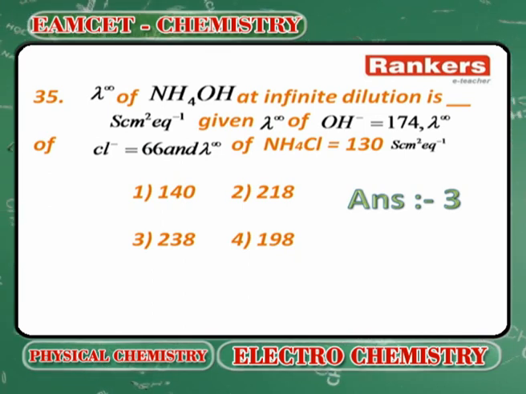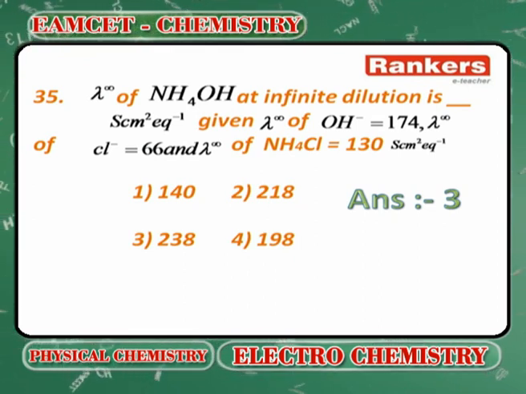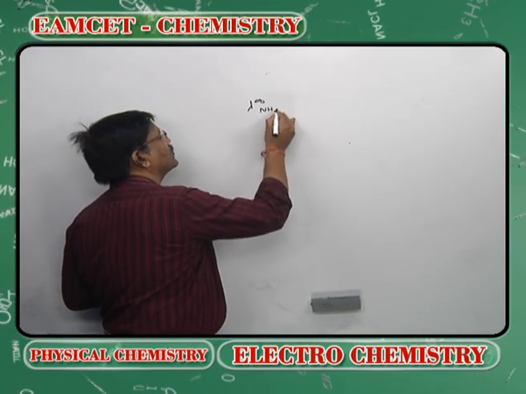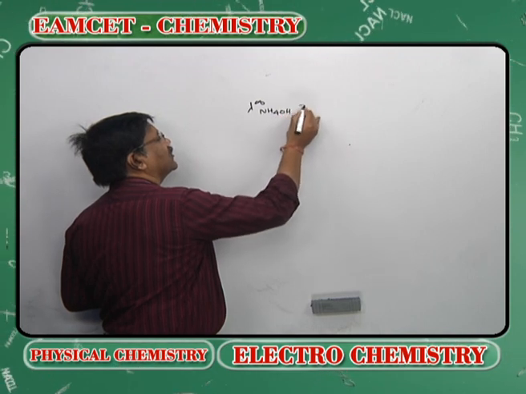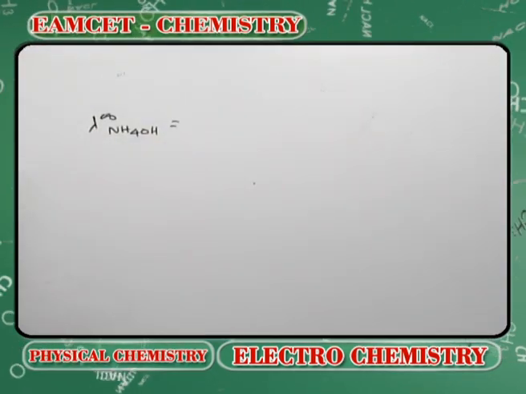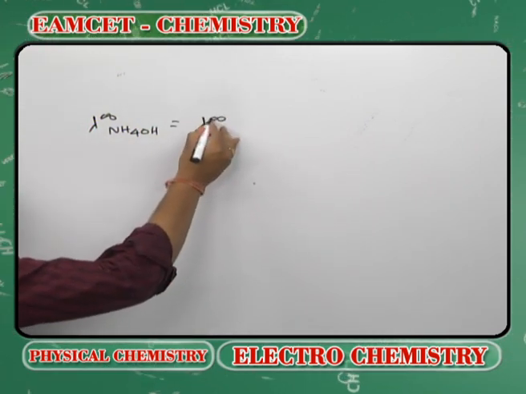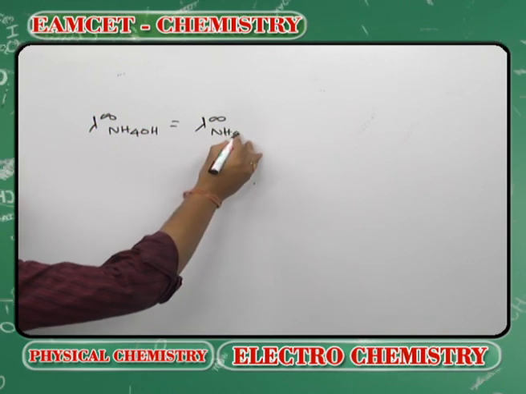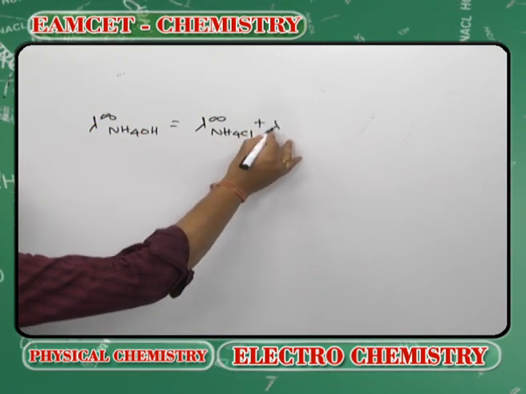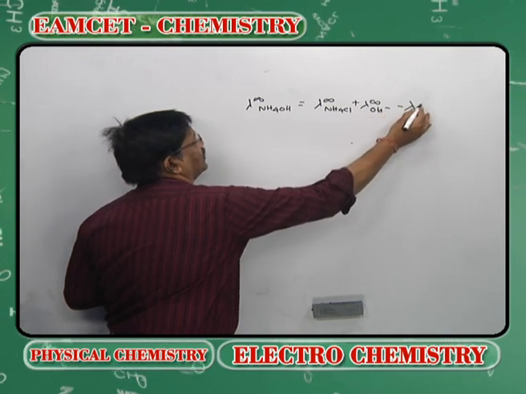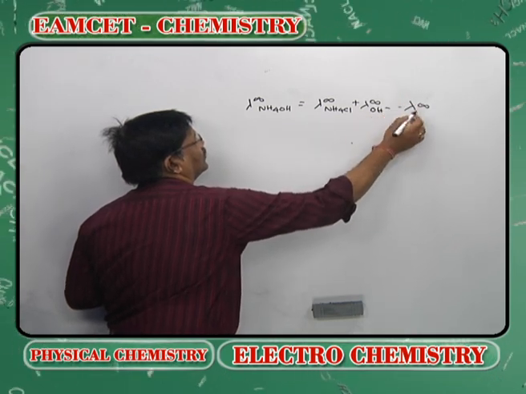lambda naught of NH4OH at infinite dilution is to be found out. What is given? Lambda infinity of NH4OH can be calculated from the Kohlrausch law, a direct application. Lambda infinity of NH4Cl plus lambda infinity of OH minus minus lambda infinity of Cl.